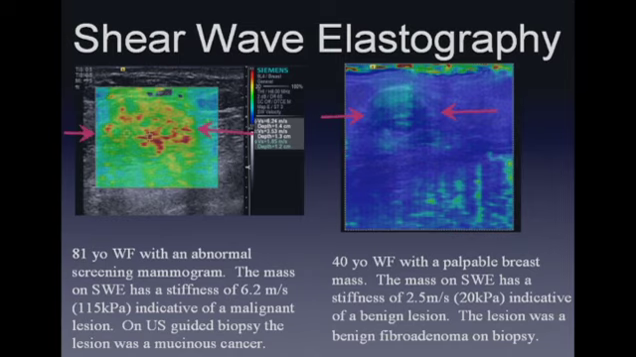Here are some examples of both a malignant and a benign lesion. On the left is a mucinous cancer, and you can see that the color coding of this lesion is a lot of reds and yellows, which are very high velocities. These velocities can be measured either in meters per second or kilopascals, and there's an easy conversion between the two. On the image on the left, we can see that the maximum velocity of the tumor is 6.2 meters per second. In our lab, we like to use 4.5 meters per second as the cutoff between benign and malignant. The image on the right is a benign fibroadenoma, and you can see that it color codes blue, which is very low velocities, and in this case, it has a velocity of 2.5 meters per second, again consistent with a benign lesion.